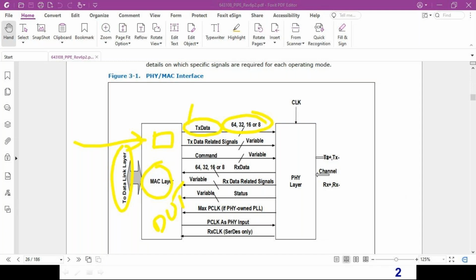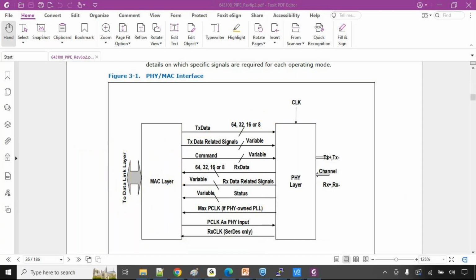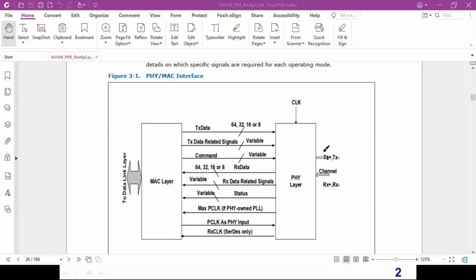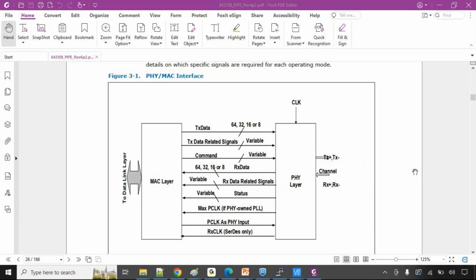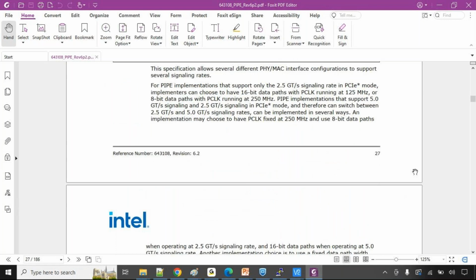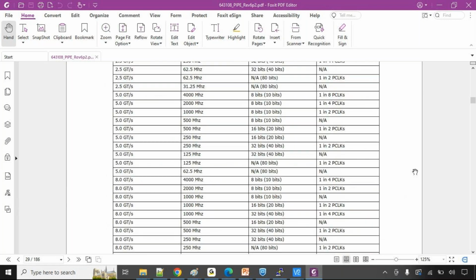So this is what we are going to do. Without wasting much time, let's see how these signals are defined. Understand, we are not going to work at the individual lane level. That is the responsibility of the PHY layer. So we are going to implement it as a UVC, so this becomes internal to the UVC. We don't have to worry about this aspect. So how are the interface signals defined? We can see down.